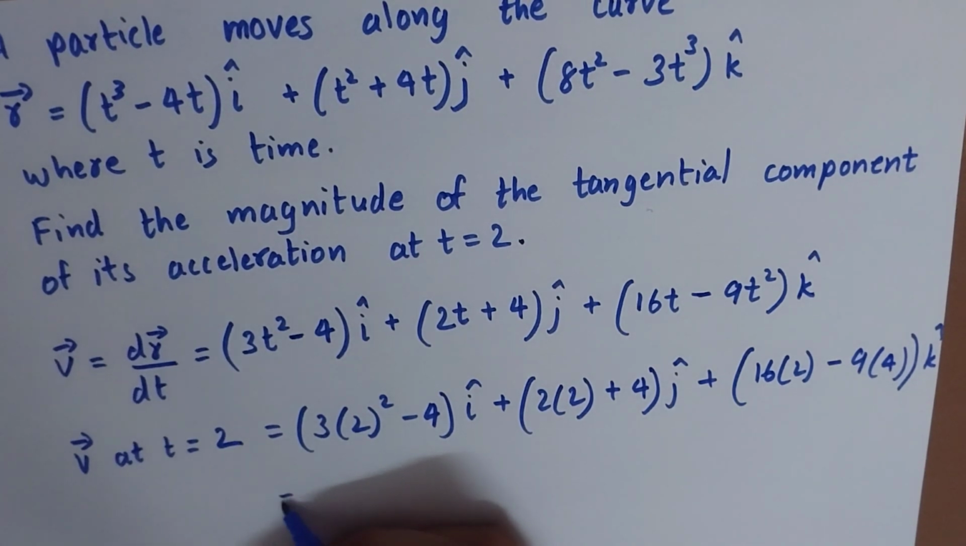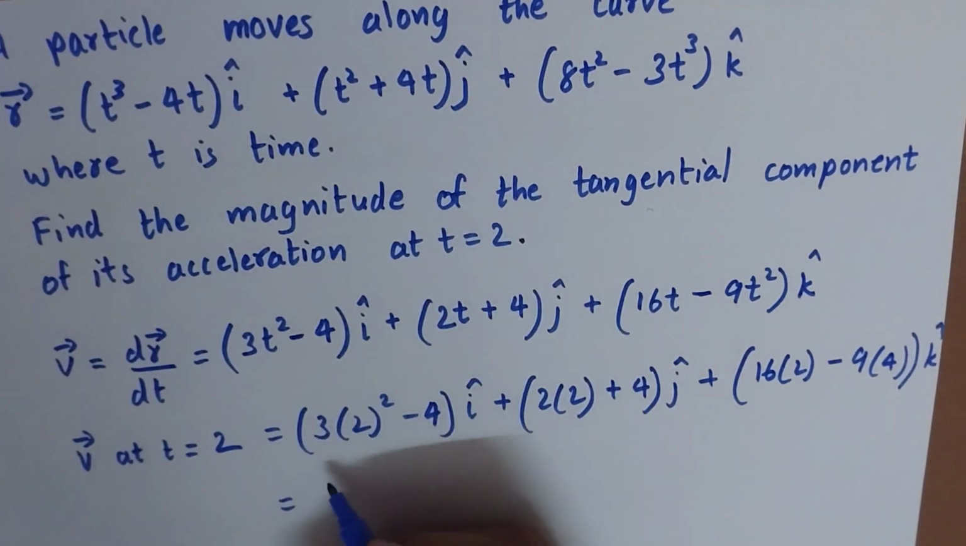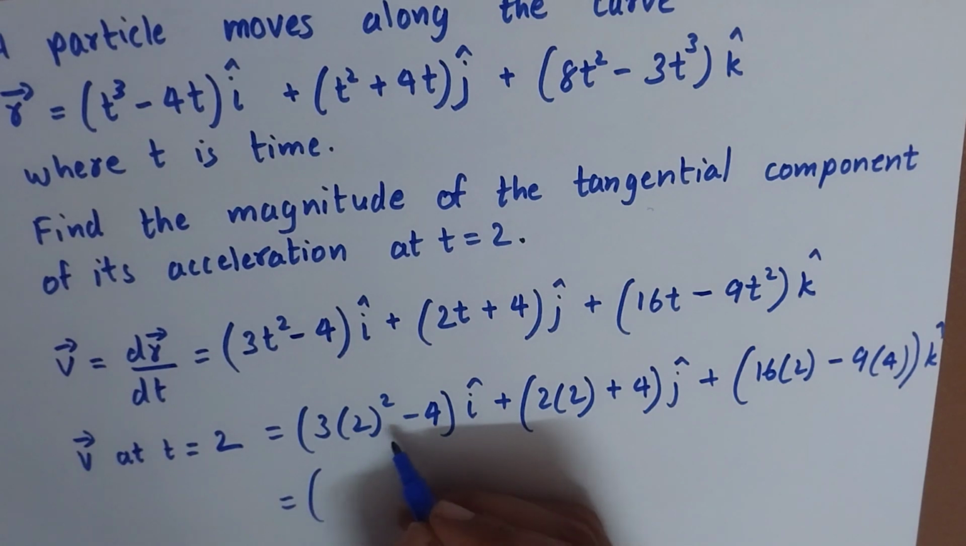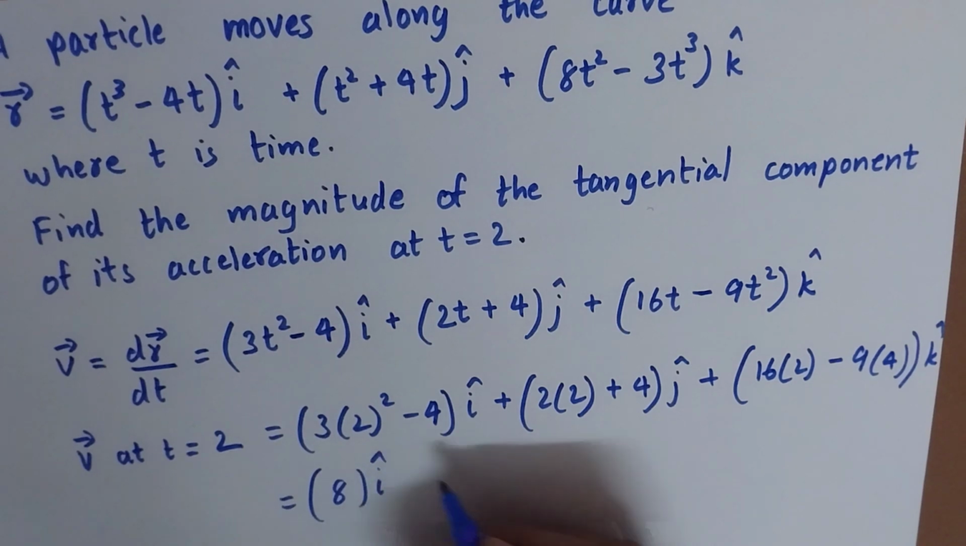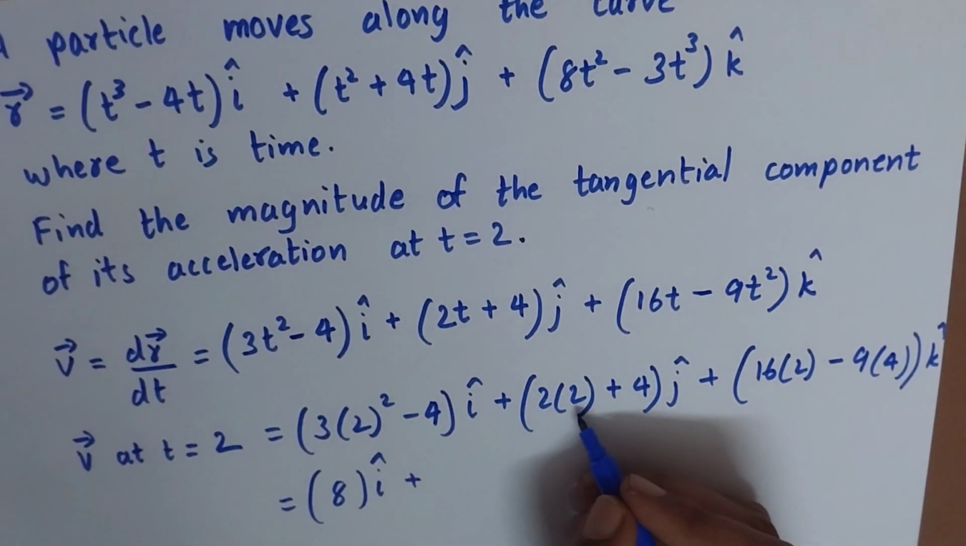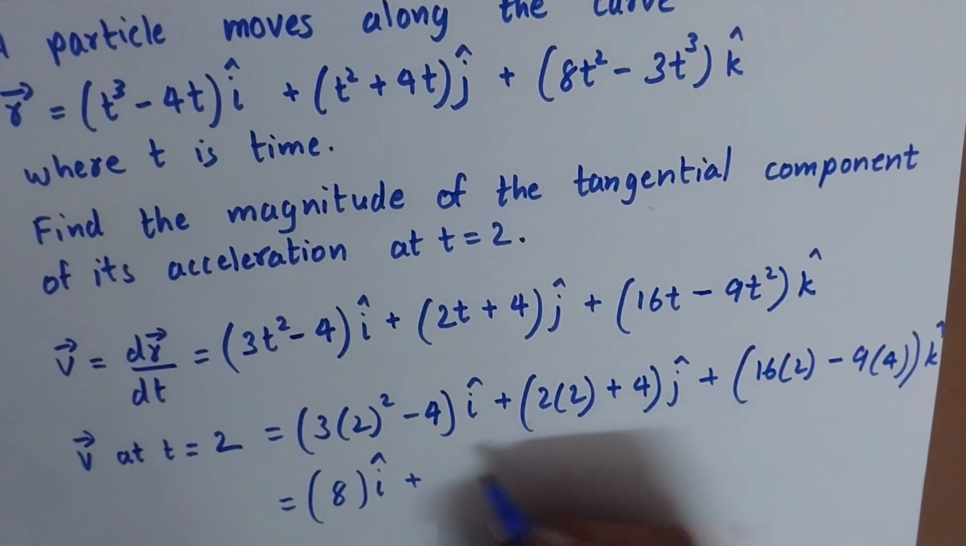Now this is equal to 3 into 2 square, which is 4. So 3 into 4 is 12. 12 minus 4 is 8. 8 i cap plus 2 into 2 is 4. 4 plus 4 is 8.